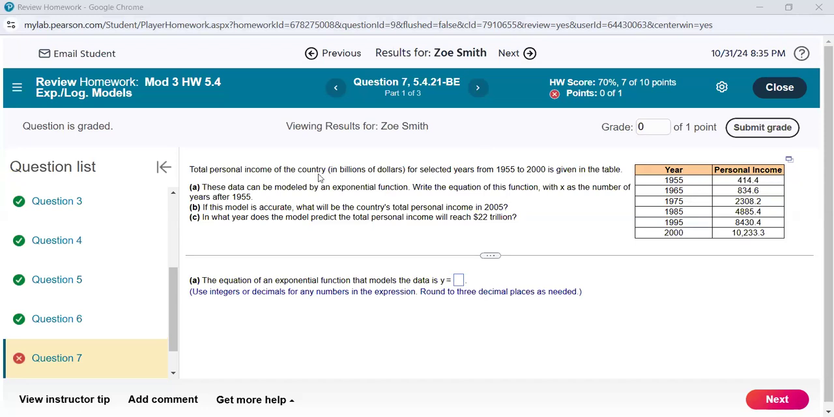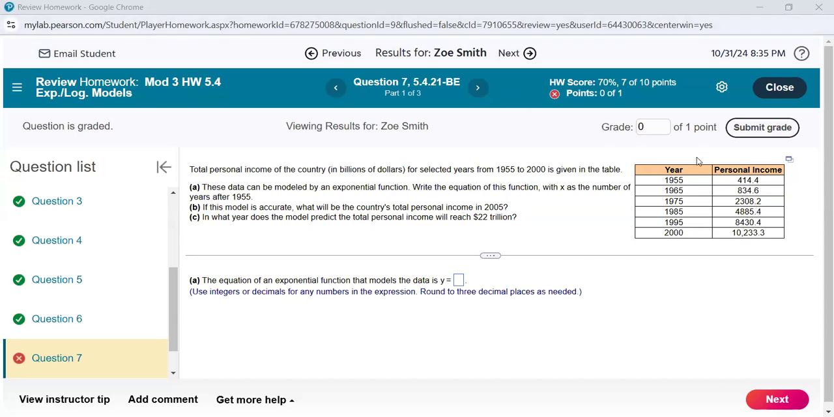All right, let me just read through the questions as I may not come back to this screen. Once we have the model, we're going to round our values to 2 or 3 decimal places. But then on part B, when it asks what the country's total personal income will be in 2005, and whether the model predicts the personal income will reach 22 trillion, both of those use the model in its unrounded, most accurate form. So I'm just going to have the calculator store that automatically during the regression command. Let me show you how to do that.